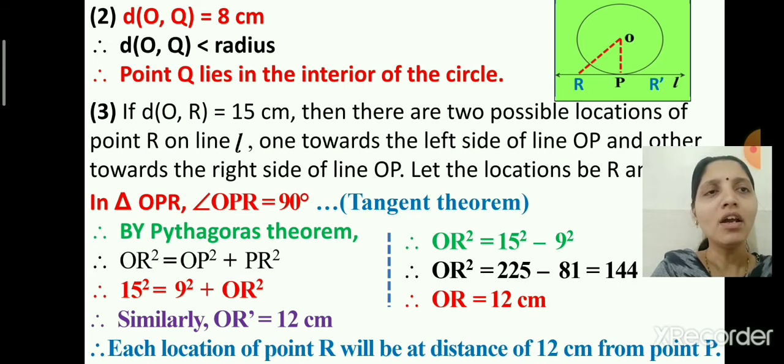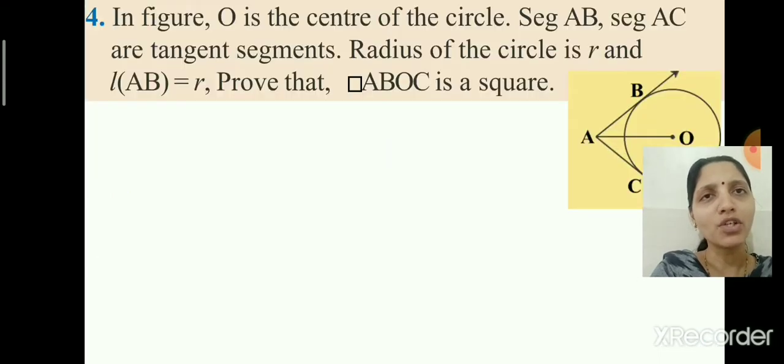So on any side of the line OP, if you consider this point R, then the distance between the center and point R will be 12 centimeter. I hope you all have understood this question. Now let's move on to the next question.